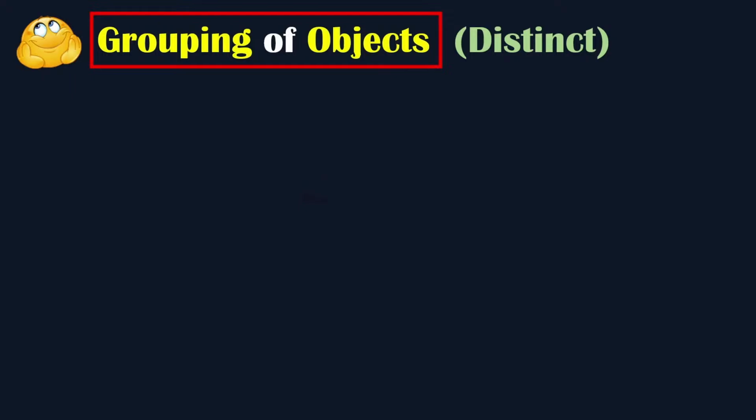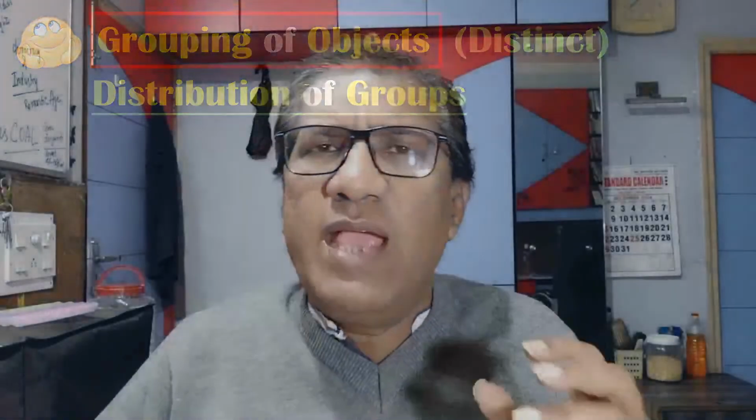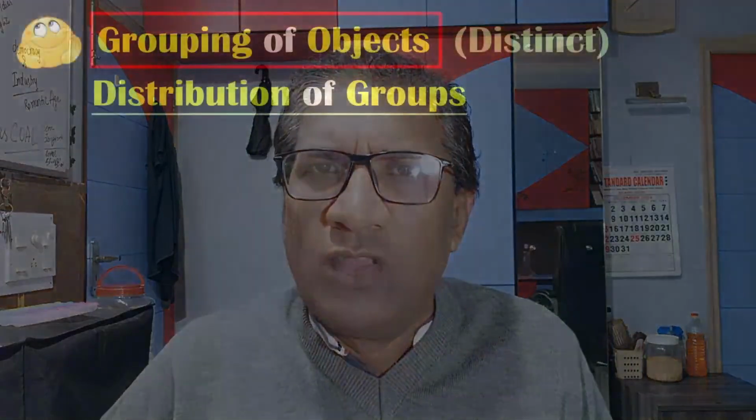So whatever we are considering now is grouping of objects which are all distinct. And at the same time, we will learn how to distribute these groups. We are going to discuss grouping of objects and distribution of objects simultaneously, so that we can understand the fact in a better way.